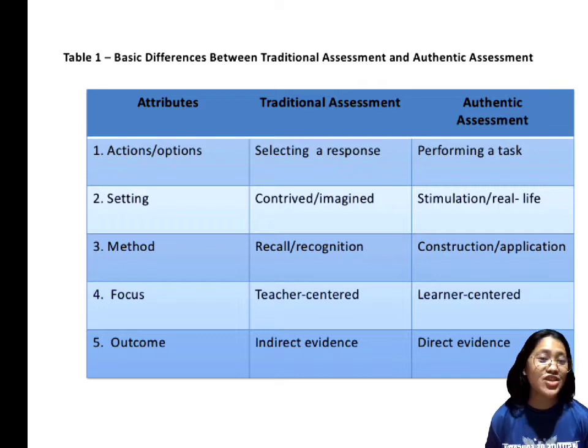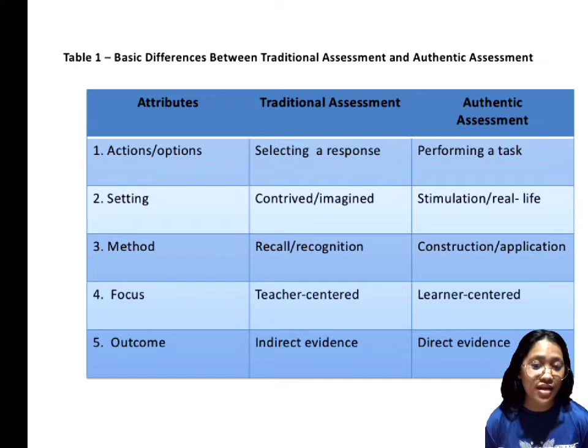First, we have actions and options. In traditional assessment, we can see that it means selecting a response. If you are a teacher in traditional assessment, at the end of the lesson you will ask a question and randomly pick a student to answer. Let's say you pick 10 students to answer your question. That's how you assess if they learned something.